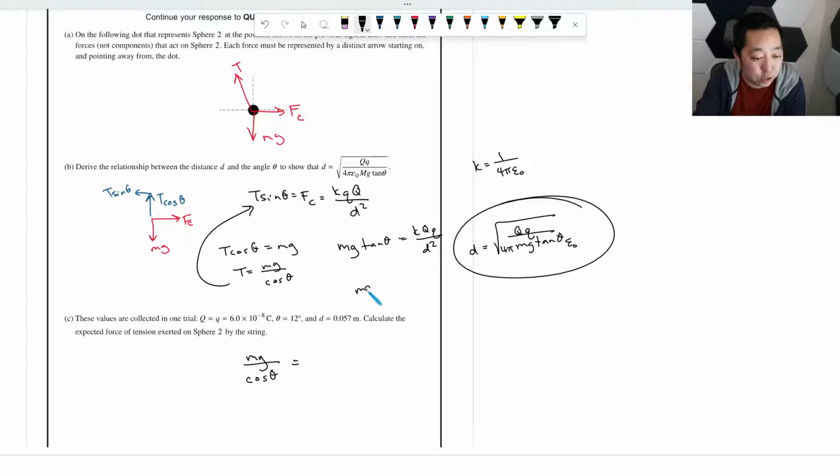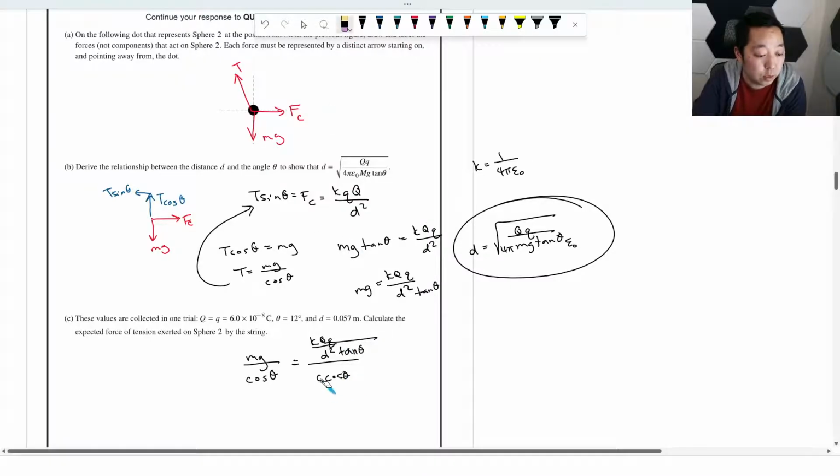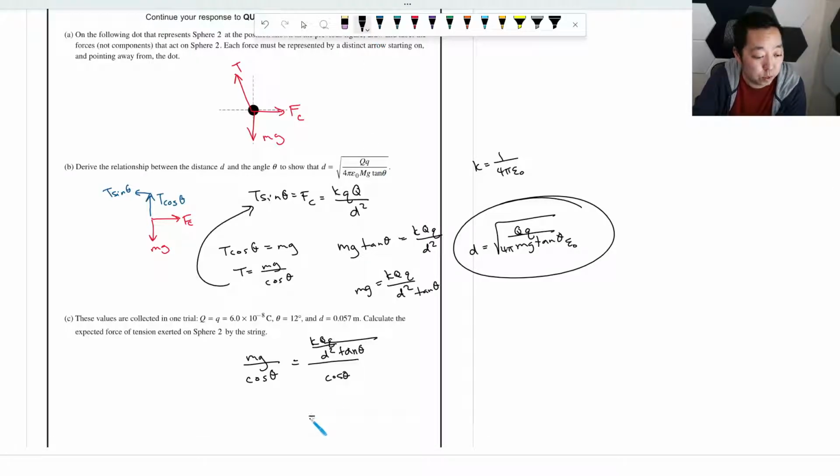So mg tan theta would be k Q little q over d squared, right? So mg is kQq over d squared, over tan theta. Oh, sorry, I got to divide by tan theta here. And then all over cosine theta for the tension. I'm a little tired. I'm just burning through these FRQs. So, okay, just plug in the numbers now.